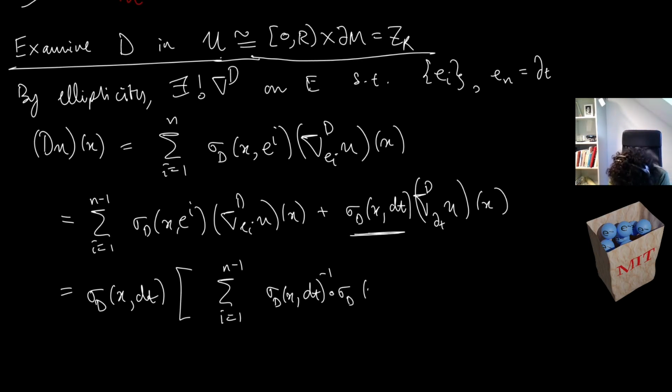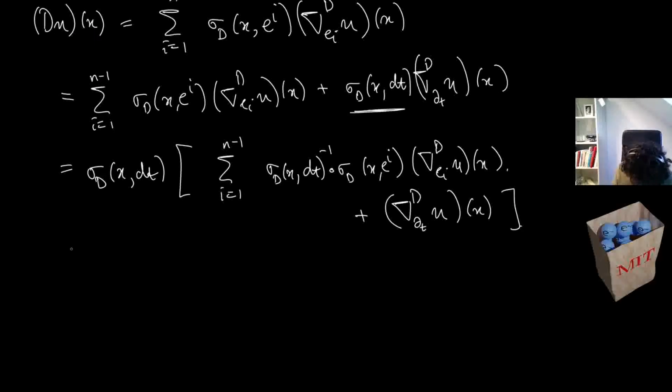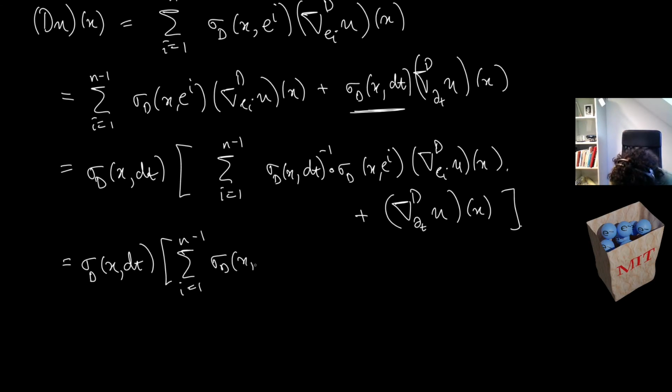composed with dx, e_i, nabla d e_i u of x, plus, now I have this term here. Okay, but I'm still not happy with that. I'm going to do one more thing. So let me, I know this is an excruciating detail that I'm giving you. So dx dt inverse composed with dx e_i nabla d e_i u x.